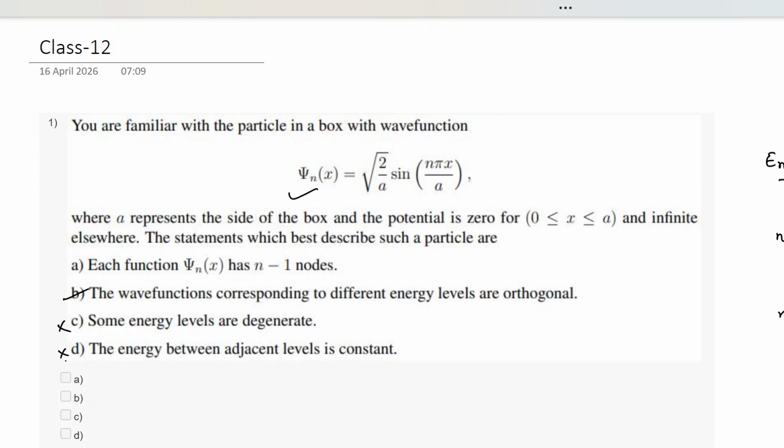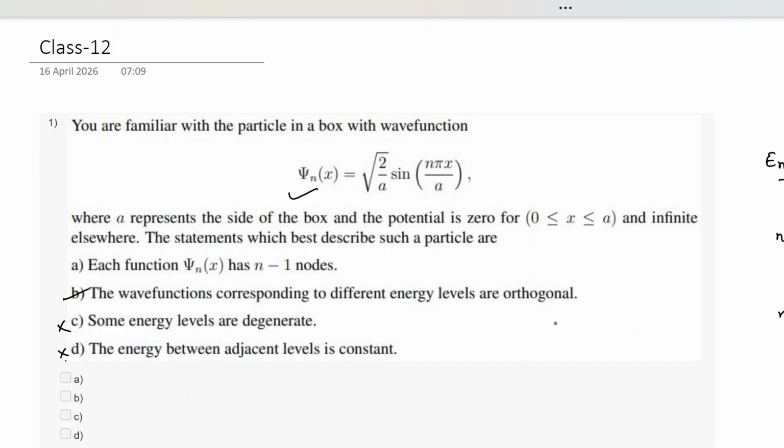If it was a 2D or 3D particle in a box problem, then you would have the option for degeneracy, because then you would have to choose from the combination of n1 squared and n2 squared adding up to a total of n squared. So based on the combination of n1 and n2, there could be a degeneracy, but here there is no case like that. So degeneracy is also false.